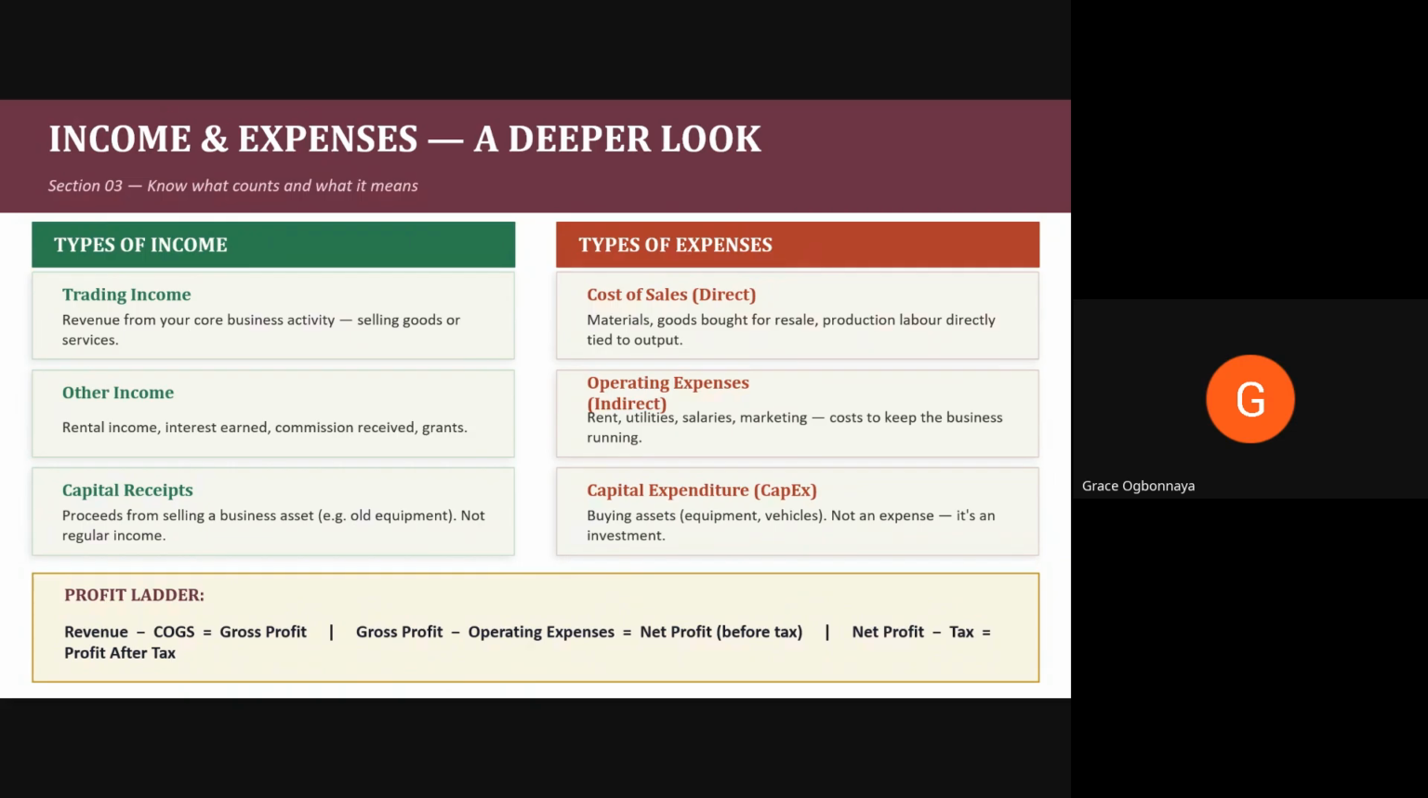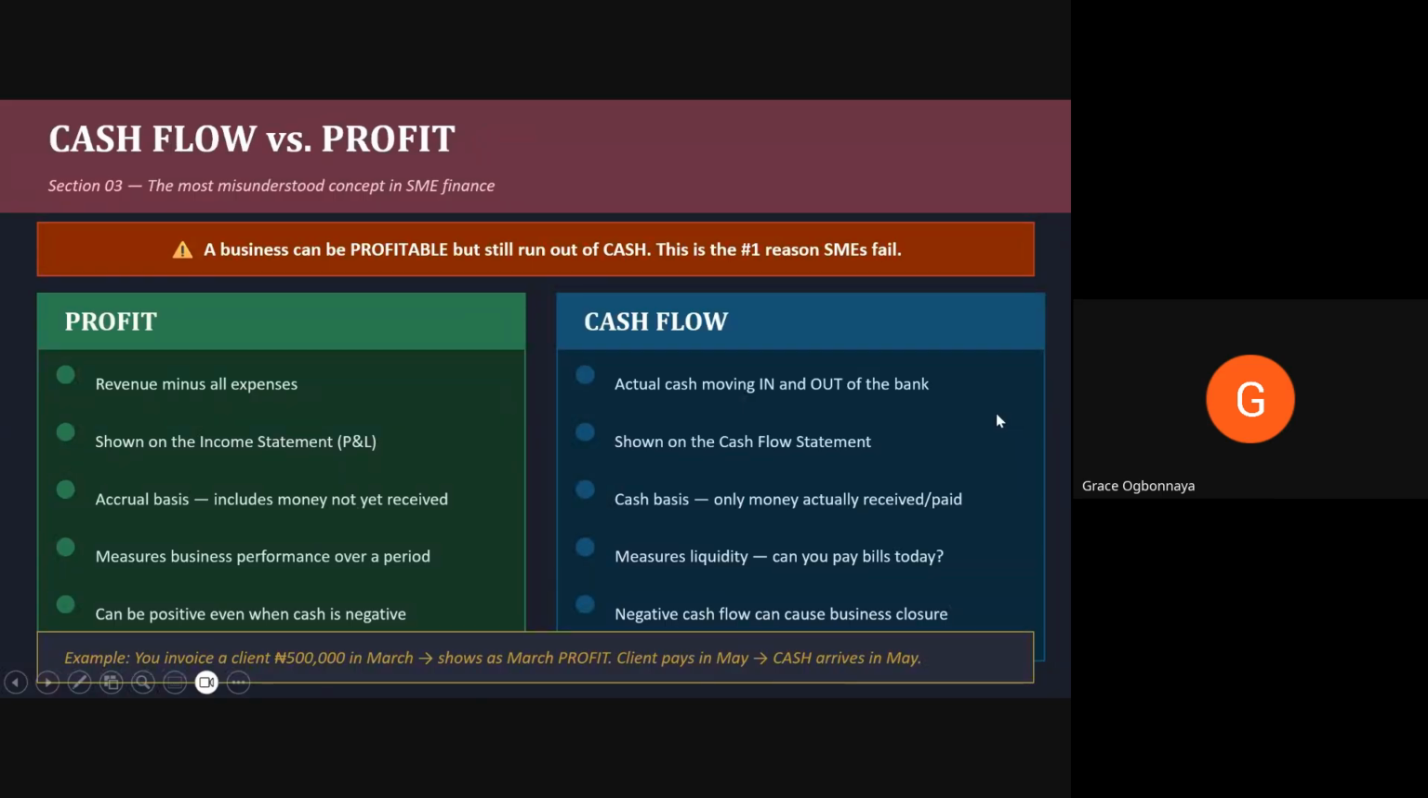So the profit ladder basically is: revenue minus cost of goods sold equals your gross profit. From that gross profit, you remove your operating expenses, you get your net profit. If your revenue is up to the tax threshold, when you remove the tax from the net profit, then you have your profit after tax. So basically, this is what counts for your business, your income and your expenses. So now I'm moving on to cash flow and profit.